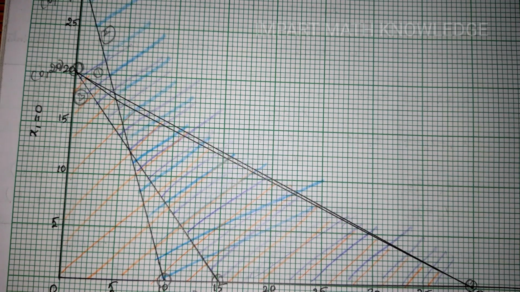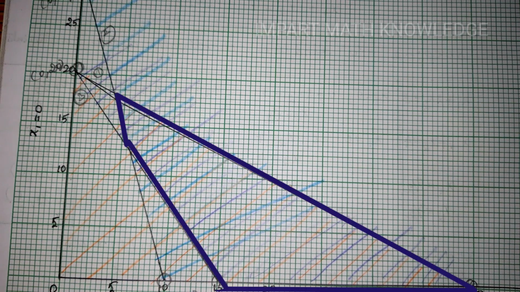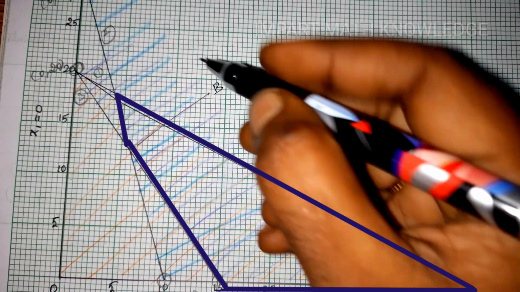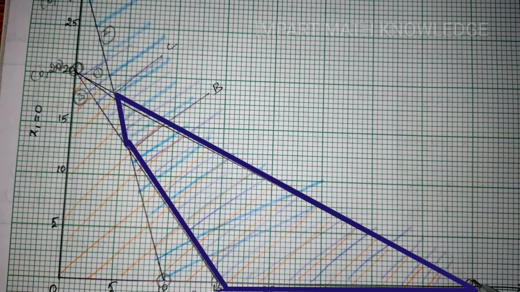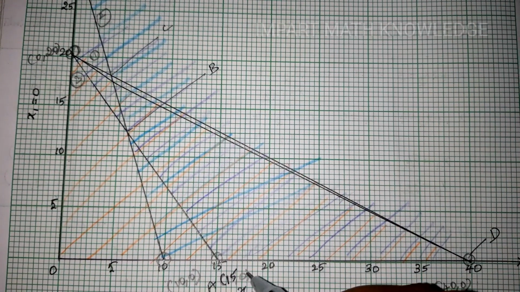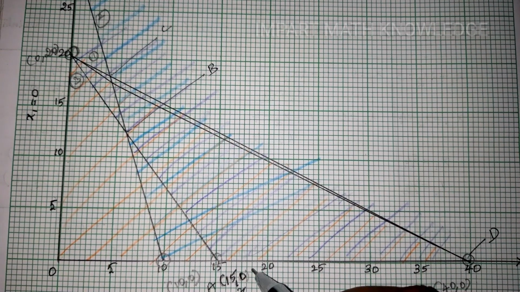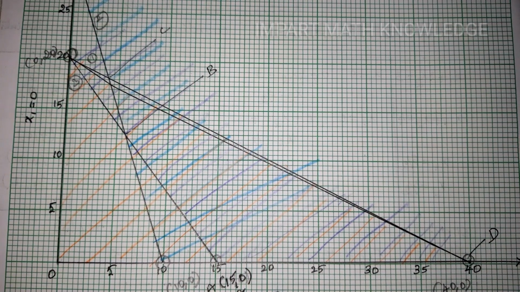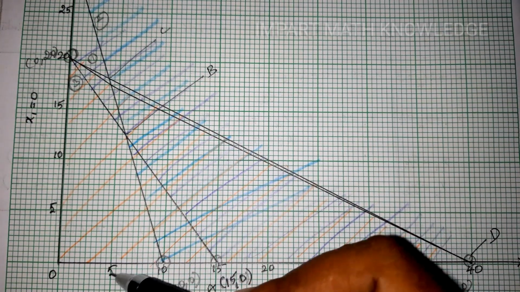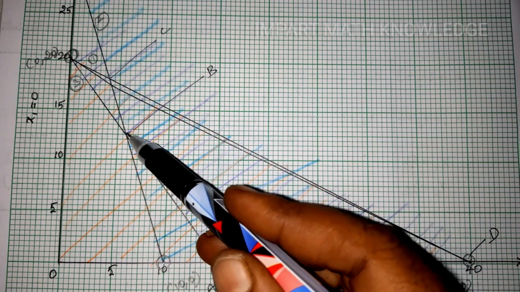So once you identify the feasible region, you have to give names for that particular region. This is A and this is B and this is C and this is D. For A, the coordinate is 15, 0. For B, the coordinate is, you see the line in the x1 axis, it touches this line.